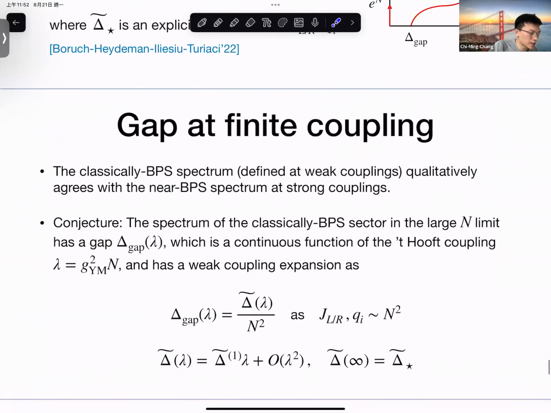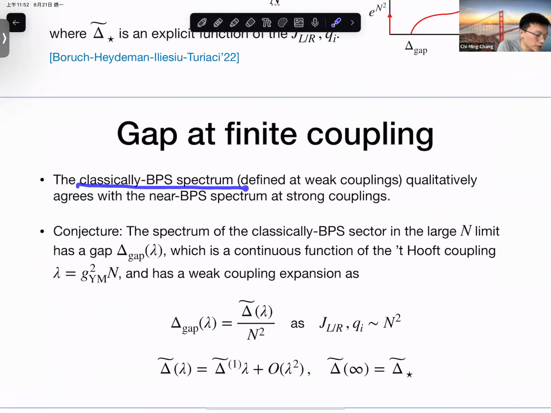So the thing we see is that our classically BPS spectrum that's defined at weak coupling, that's just a one-loop spectrum, qualitatively agrees with the near-BPS spectrum at strong coupling. Qualitatively basically means that they both have a gap. So with this qualitative evidence, we try to make this conjecture. That is, the spectrum of the classically BPS sector in the large n limit has a gap that depends on lambda, which is a continuous function of the coupling lambda, and has this weak coupling expansion.